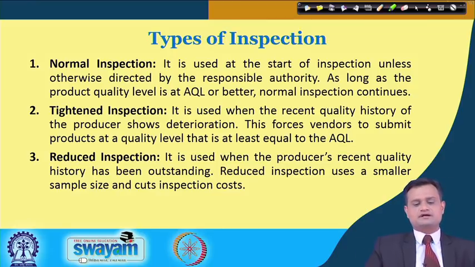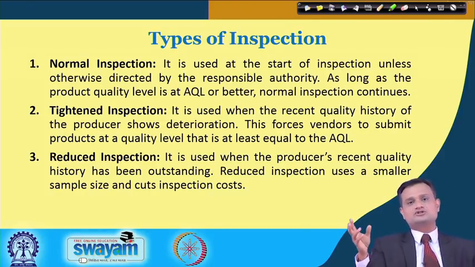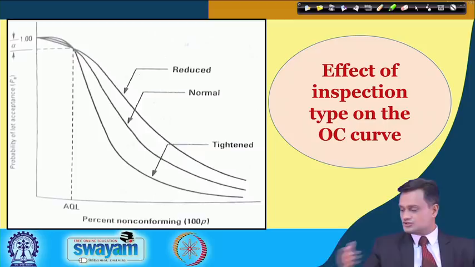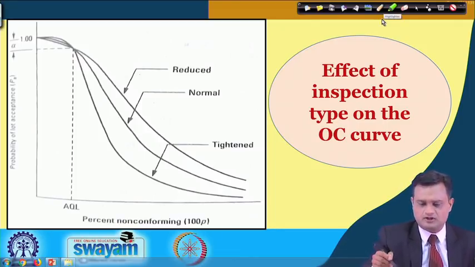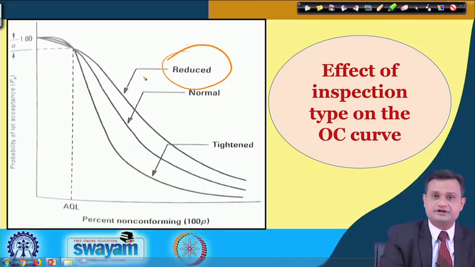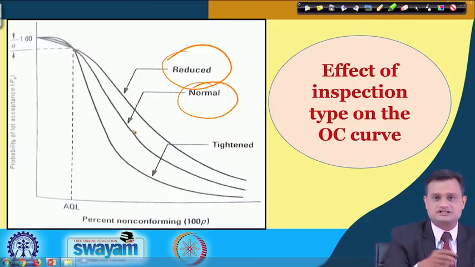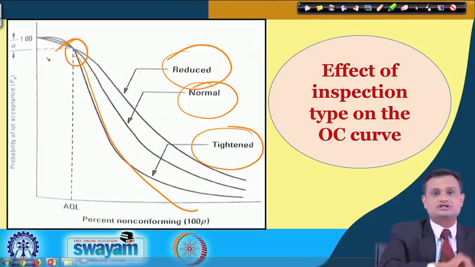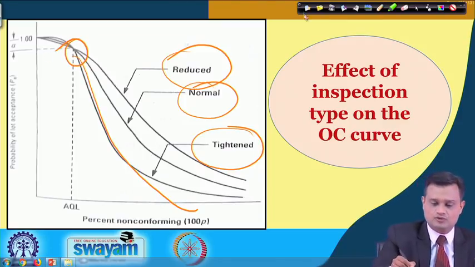And third is the reduced inspection. This is the other way around: when the producer's recent quality history has been outstanding, almost 0 or very low % defective, then you can go for the reduced inspection and use a smaller sample size to cut down on the inspection cost. So once again you can see the impact of these on the discriminatory power. This is reduced, obviously the discriminatory power is less. This is normal, a little bit higher, and tighter is higher still, and you can see that all three OC curves pass through one point, that is AQL.